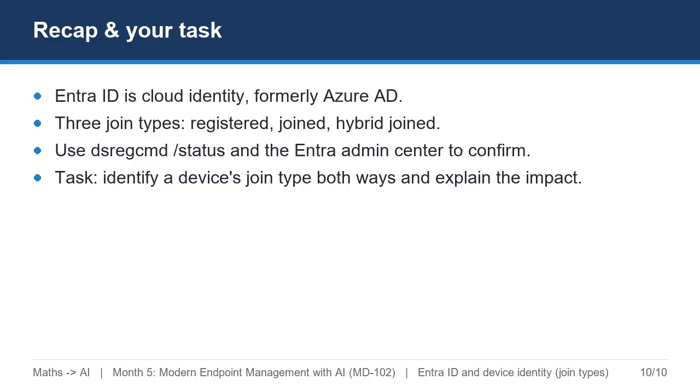For your task, on a Windows device, run dsregcmd /status and read the join type from Azure AD joined and domain joined, and check whether Azure AD PRT is yes. Then open the Entra Admin Center, go to Devices, All Devices, find that same device, and confirm the join type matches. Finally, write one sentence on how that join type would affect a sign-in ticket.